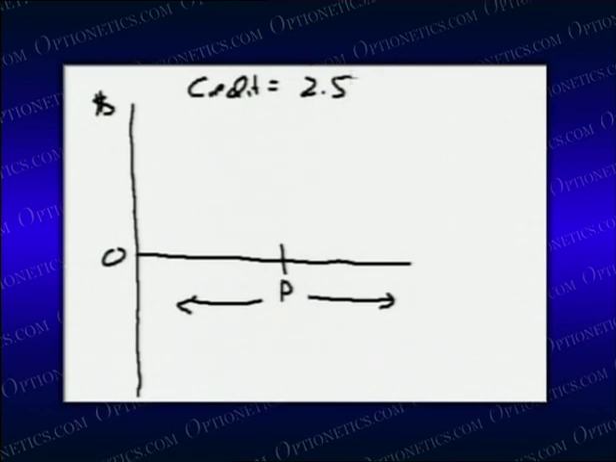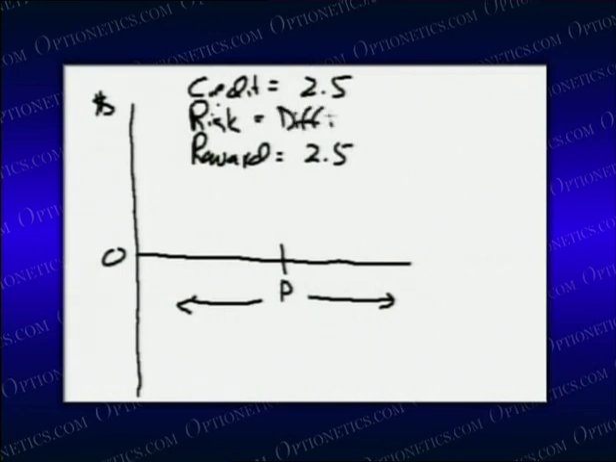The way you calculate your risk, once again, there's two things we always calculate: risk and reward. The reward on a credit spread is your credit. The most you can make is your credit. The risk will be the difference in your strike prices minus your credit. In this case, it's also $2.50.